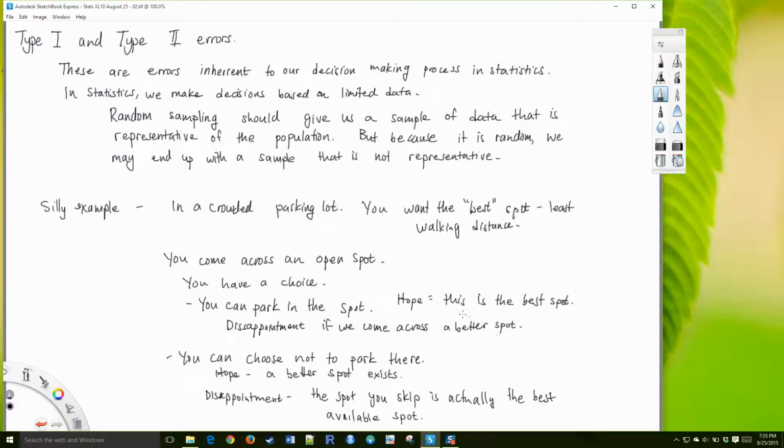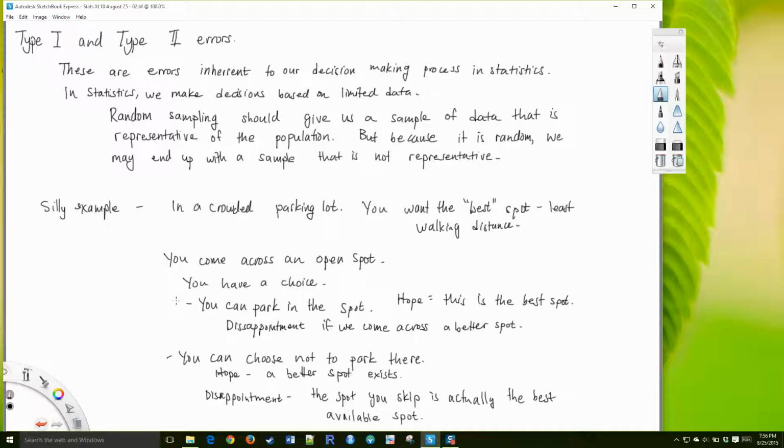So essentially, in hypothesis testing in statistics, we also make decisions based on data, or based on what we think. We can either choose to reject the null hypothesis, or we can choose not to reject the null hypothesis. When we choose to reject the null hypothesis, we're hoping for one thing and we'd be disappointed, or it would be considered an error, if something else is the case. Or when we choose not to reject the null hypothesis, we're hoping for one thing, or it would be an error in the other case. Does that kind of make sense?